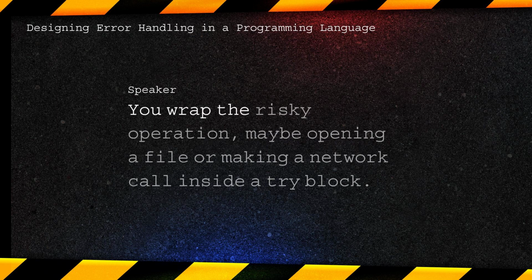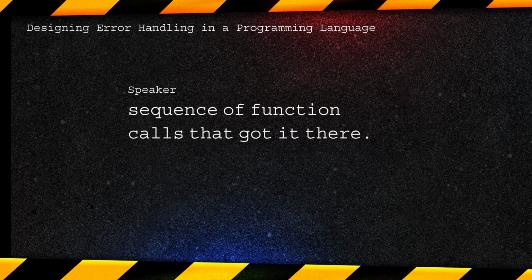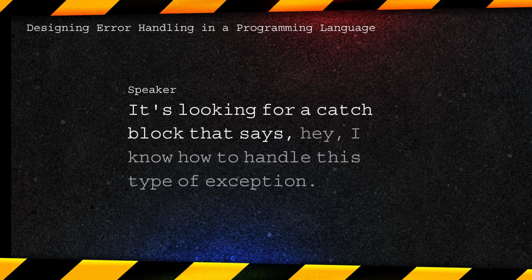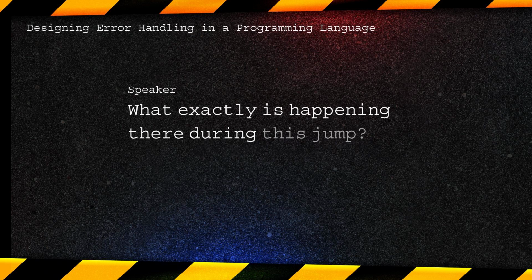You wrap the risky operation, maybe opening a file or making a network call, inside a try block. If a throw happens inside that block or in a function called from within it, the runtime starts walking back up the sequence of function calls that got it there. It's looking for a catch block that says, hey, I know how to handle this type of exception. Okay, and I saw a lot about stack unwinding in the sources, particularly concerning C++. What exactly is happening there during this jump?